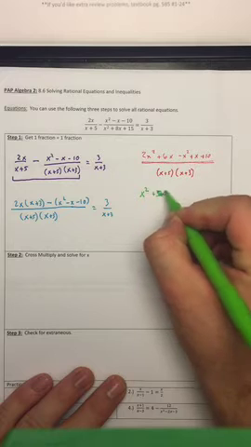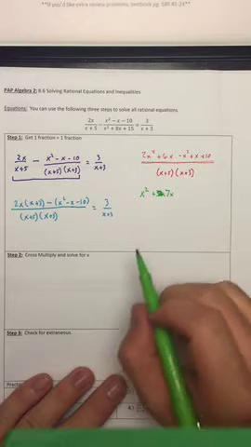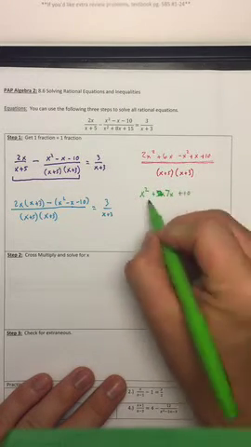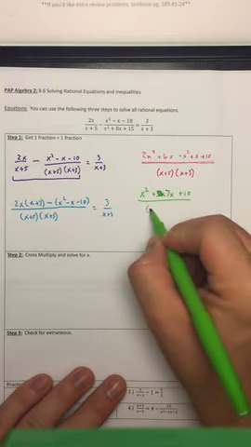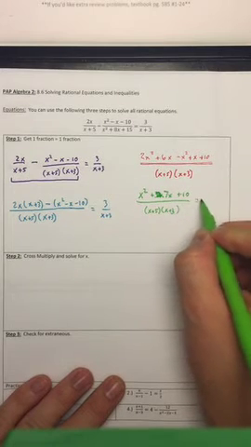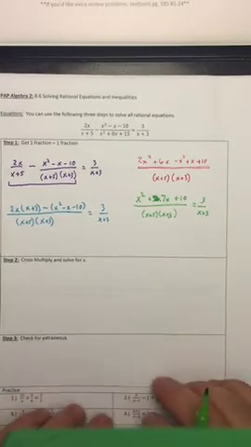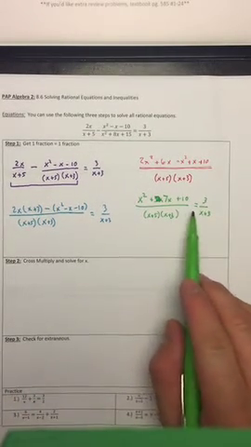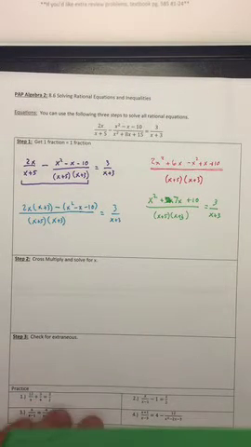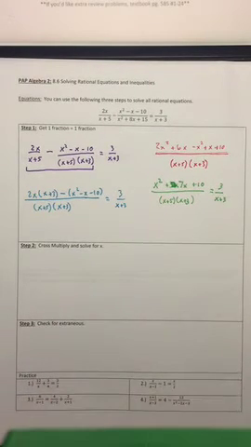So instead of plus 5x, I'm going to cross this off. See, even the great ones make mistakes, my people. X squared plus 7x, and then plus 10, all over x plus 5 times x plus 3, equals 3 over x plus 3. Now we've effectively got one fraction equals one fraction. Once you get one fraction equals one fraction, you can move on to your second step. The second step is cross multiply and solve for x.